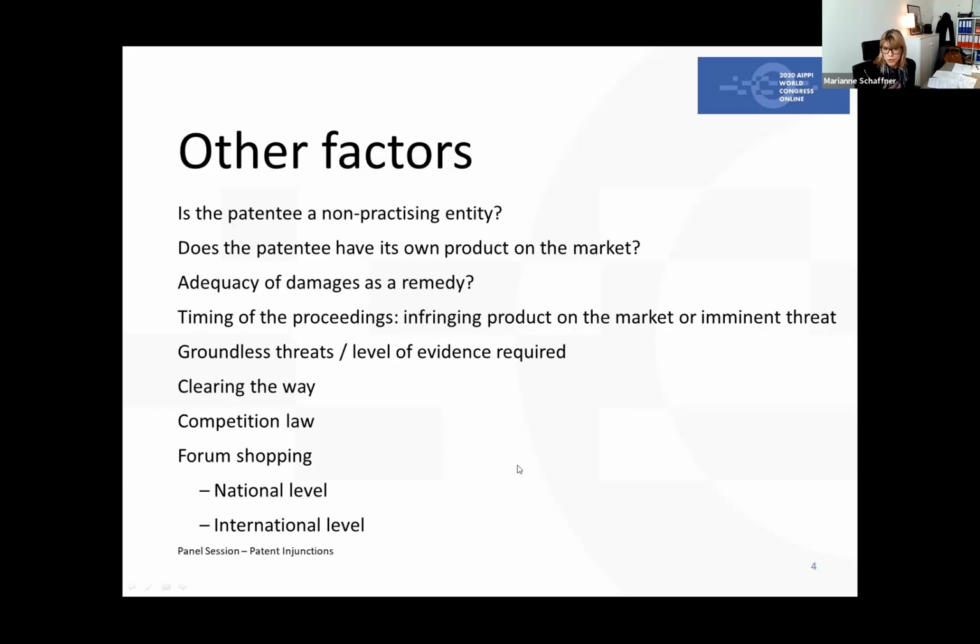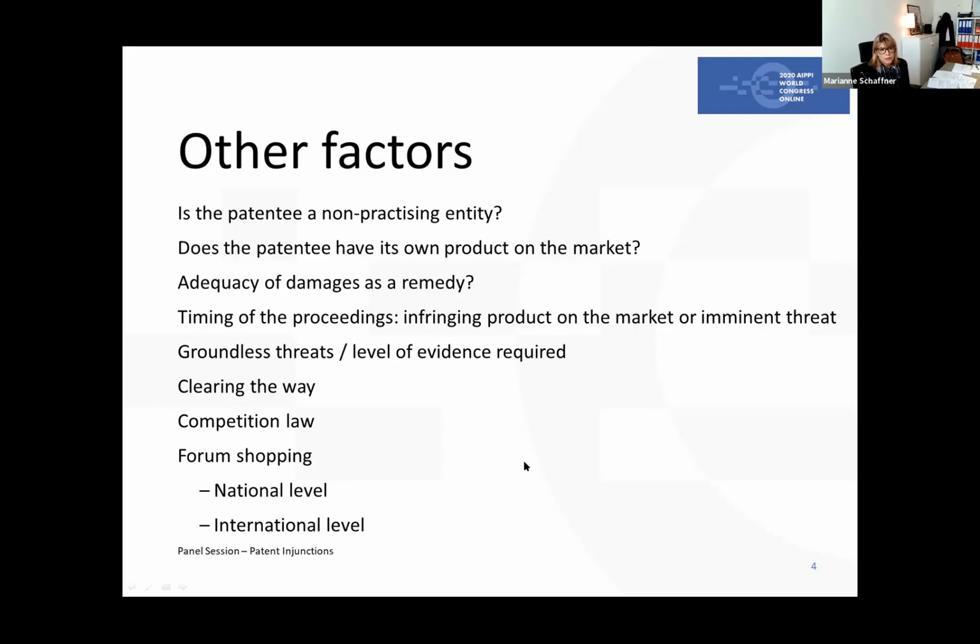And I remember many years ago, I obtained an injunction against a company when my client had no product on the market. But it was not said in the case at all. And in the end, I obtained an injunction where I had no product on the market. So I would say that what really matters is that the adequacy of damages as a remedy can be a bar from getting an injunction.